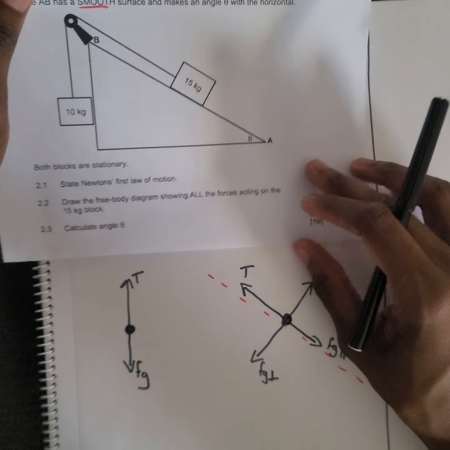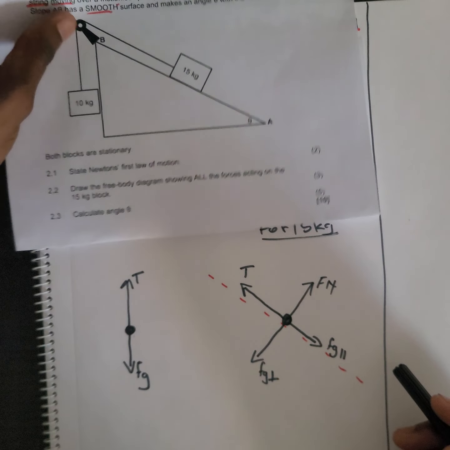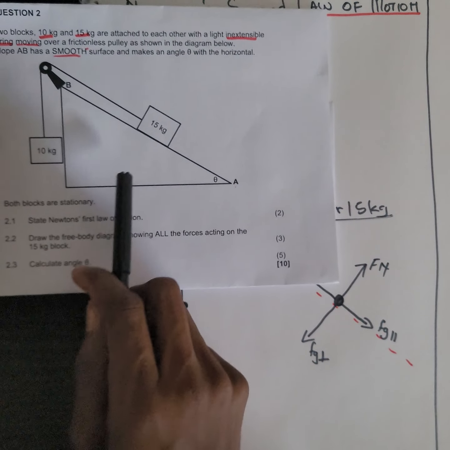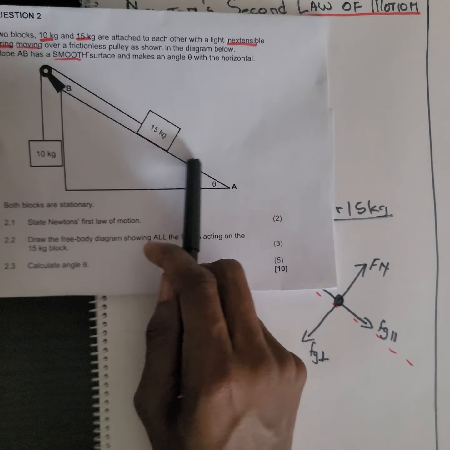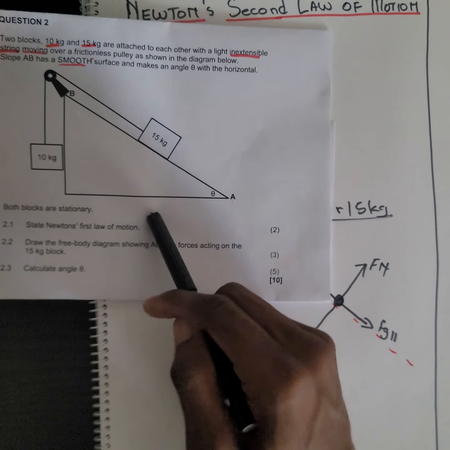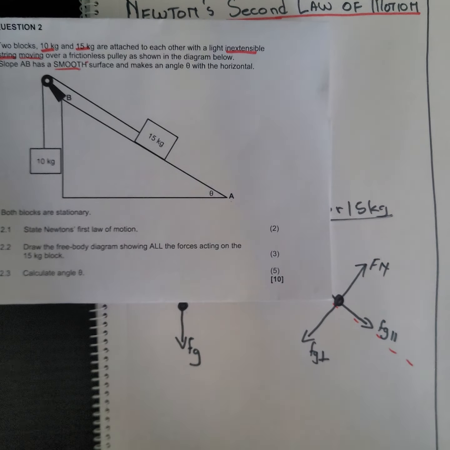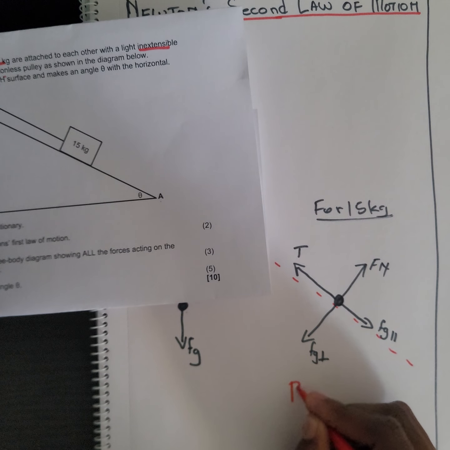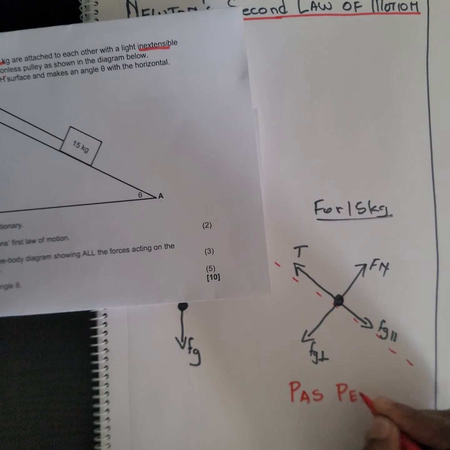We talked about something in the previous video: whenever I have a block or an object on an inclined plane, what is it that I must always remember? I must remember the following analogy. I must remember pass, peg.